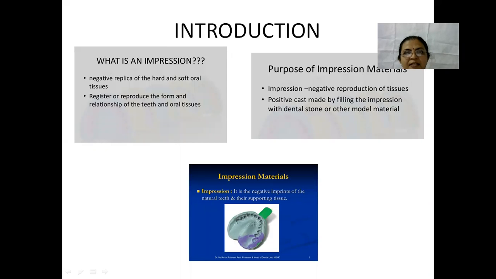Good morning, students. Today I will be talking on various impressions and impression procedures used in prosthodontics.